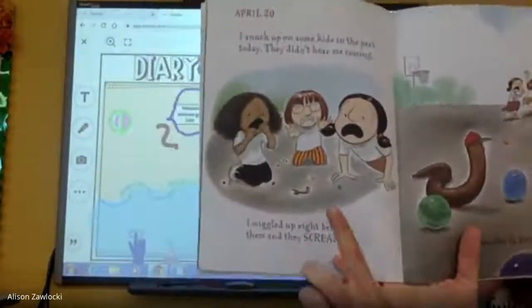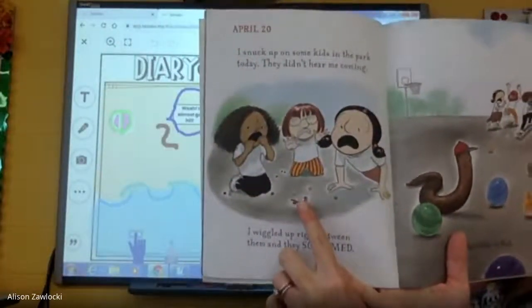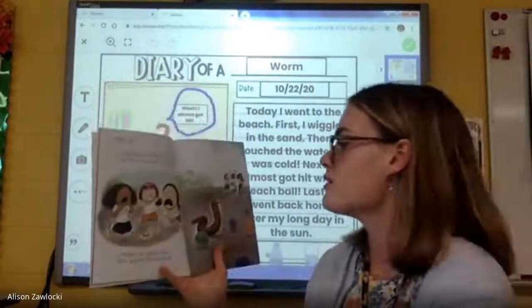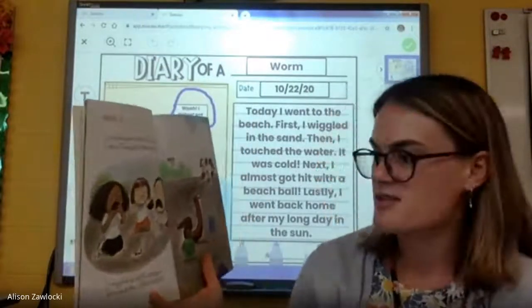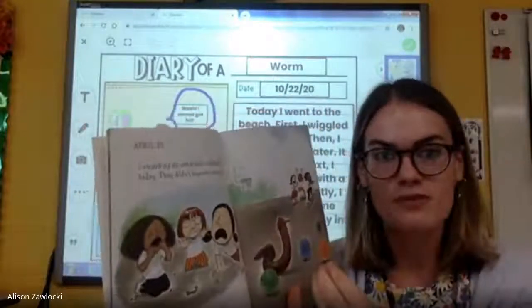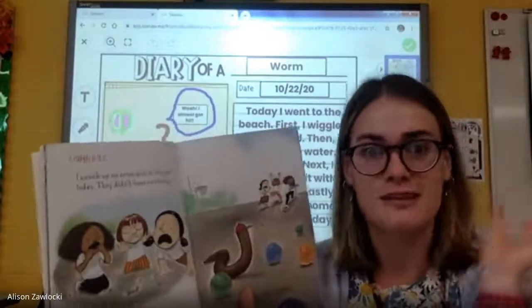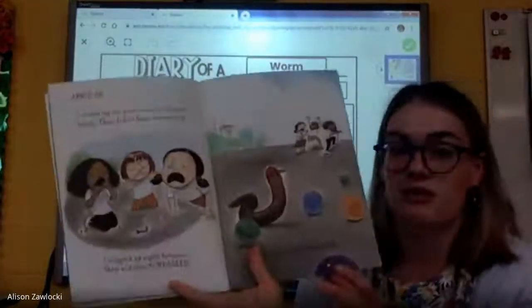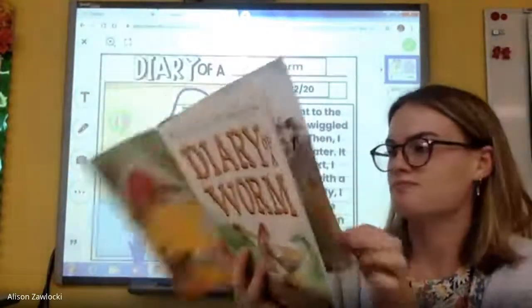So here we notice that the worm scared these girls right here at the playground. From his perspective, he's like, oh, these people are scared of me. But from the girls' point of view, they are terrified of the worms because they think they're kind of gross and scary. I love when they do that. So the worm loves scaring away people.